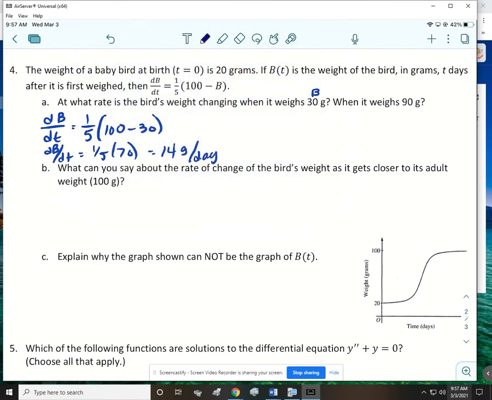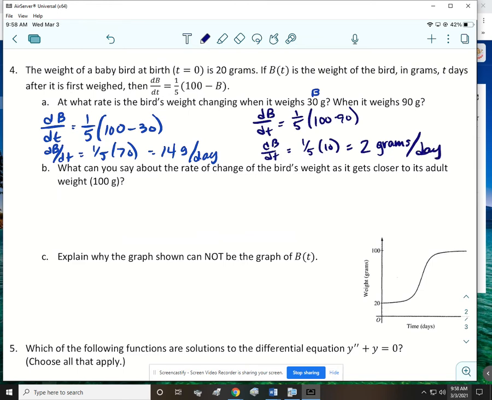And then let's see how fast the bird is growing when it weighs 90 grams. All right, so at 90 grams, the bird is growing at 2 grams per day. Way slower than at 30 grams.